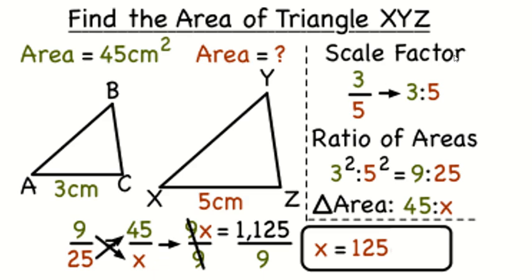See, find the area of a triangle. What have they given over here? One triangle's area is 45 centimeter squared, and one side is 3 centimeter. In the other triangle XYZ, they have given the side as 5 centimeter, and the area they are asking you. So what we learned previously is that the ratio of the areas of two similar triangles will be the square of the ratio of their sides.